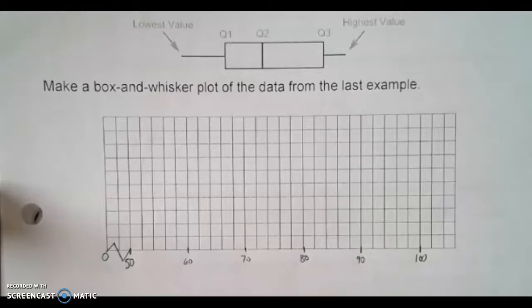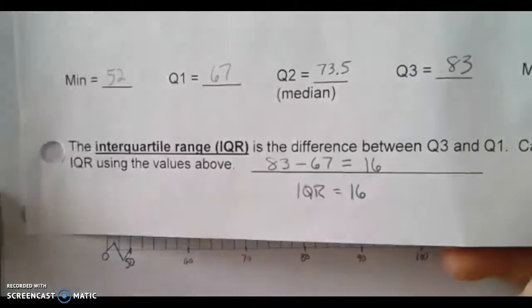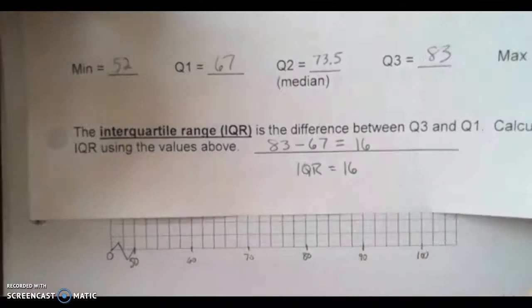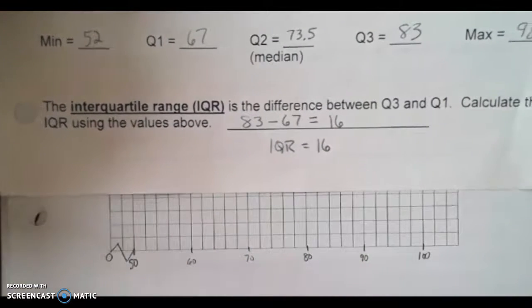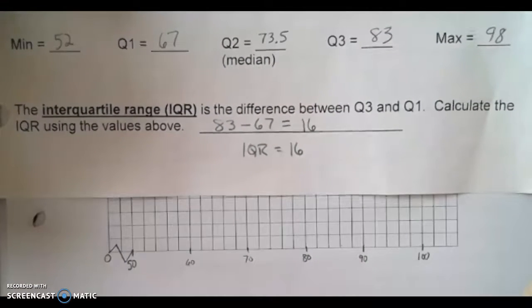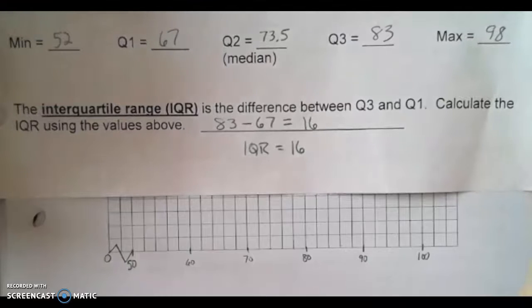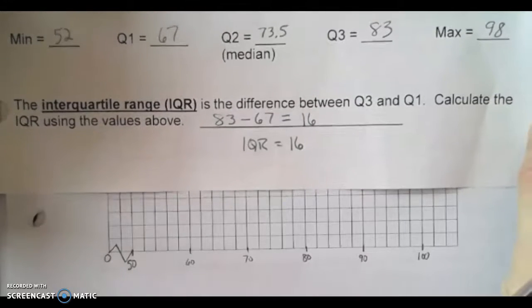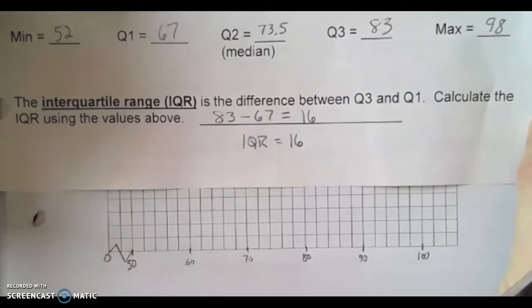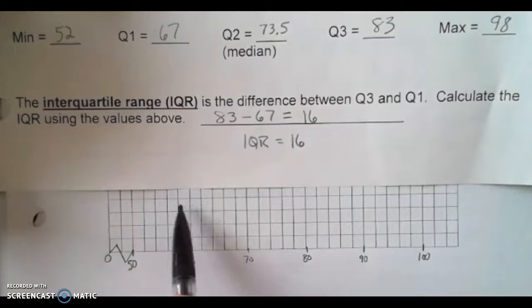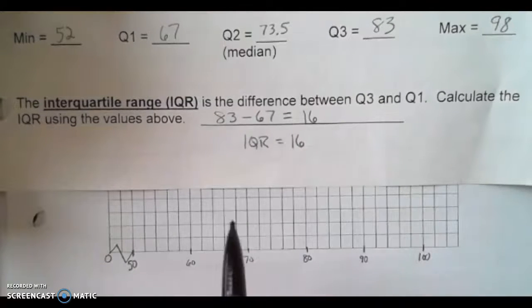Okay? And just to refresh my memory, here were the numbers that I had for my 5-number summary. The minimum was 52, 67 was Q1, Q2 was 73.5, 83 was the Q3 value, and 98 was the maximum. Okay, so what I'm going to do, I'm going to pick one of these lines up here in order to put a little dot where each number is located.